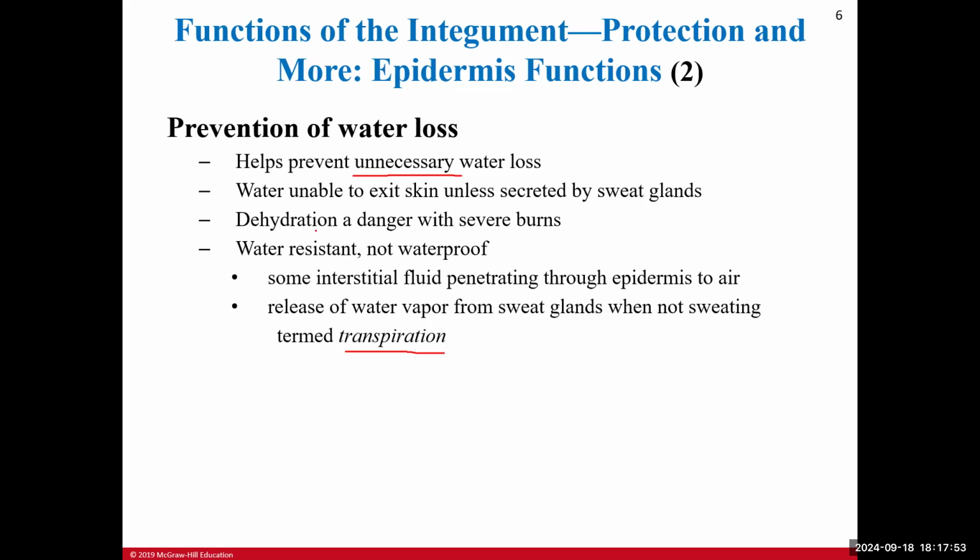But this is an important concept that I tell everybody. Your skin is water resistant, but not waterproof, as evidenced when you sit in the bathtub for an hour. What happens to your skin when you get in there? Yeah, it gets pruny. You get wrinkles in it. And that's because you have absorbed some water there. So keep that in mind. Water resistant, not waterproof. And so that plays a big role here when we're talking about prevention of water loss.